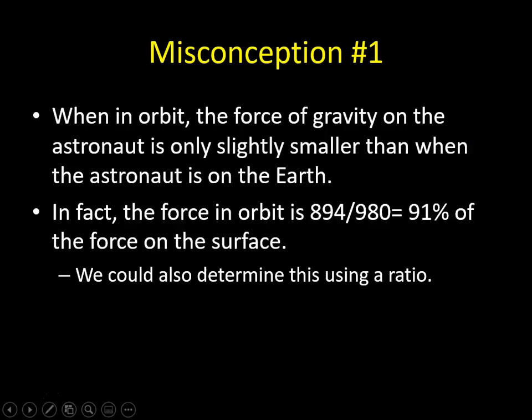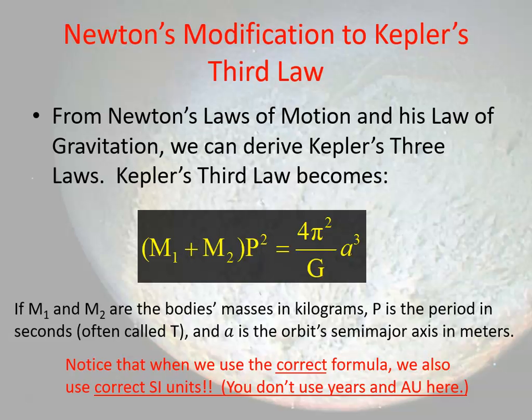And that 91% bit we get by taking the ratio of their distance from the center of Earth when they're in orbit, comparing with the radius of Earth, squaring it, because it's a 1 over r squared force law, and then inverting it, because it's in the denominator. And when you do that, you get 0.91. So, their true weight at the distance of their orbit is 91% of what it is on the surface of Earth.